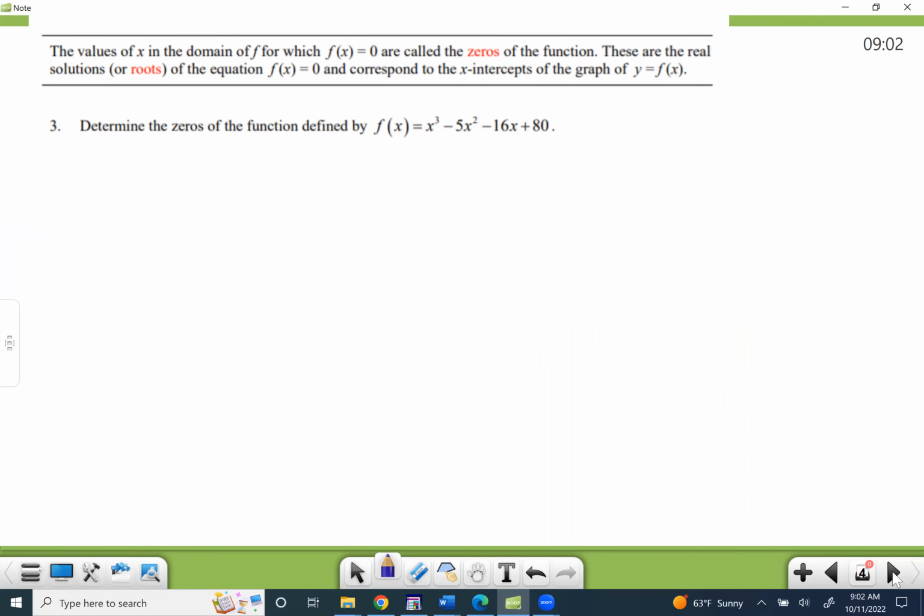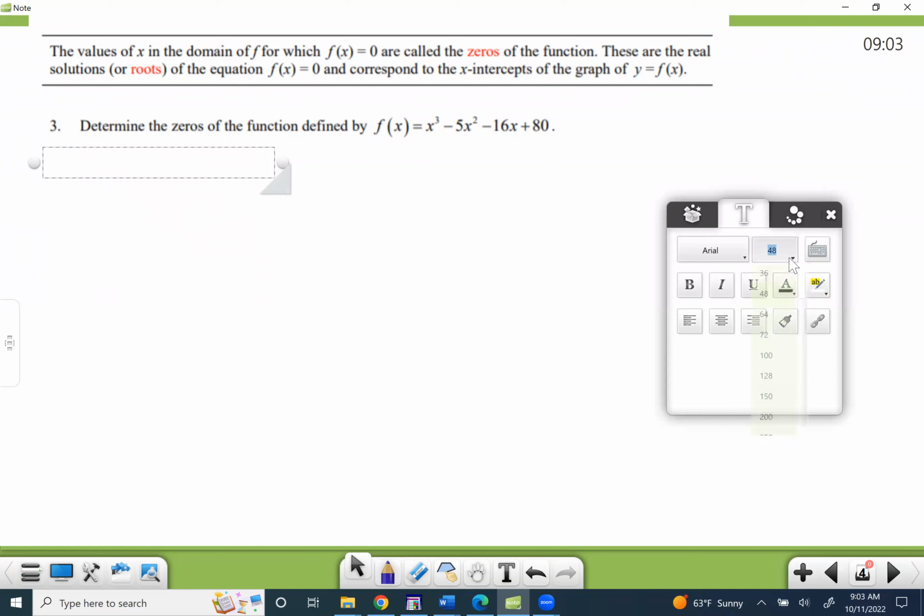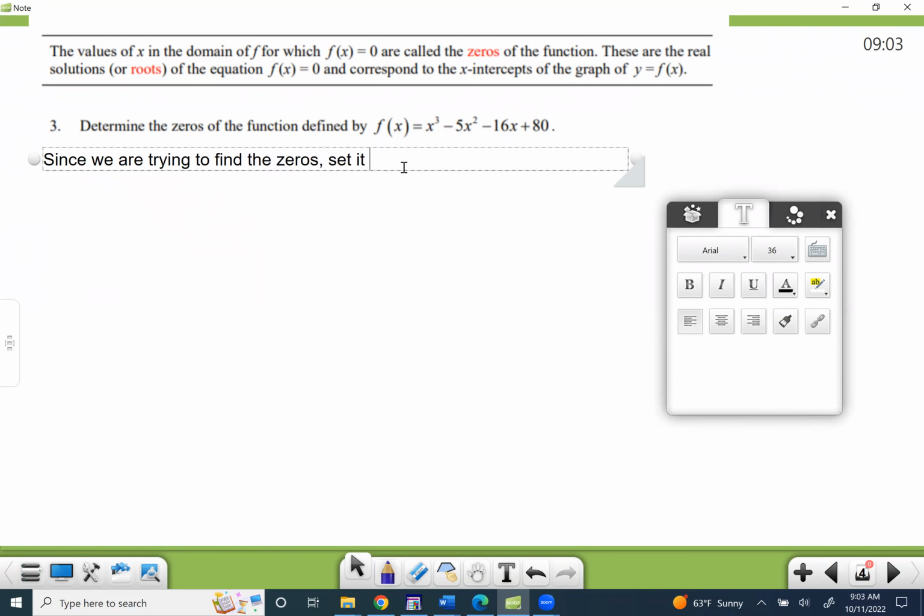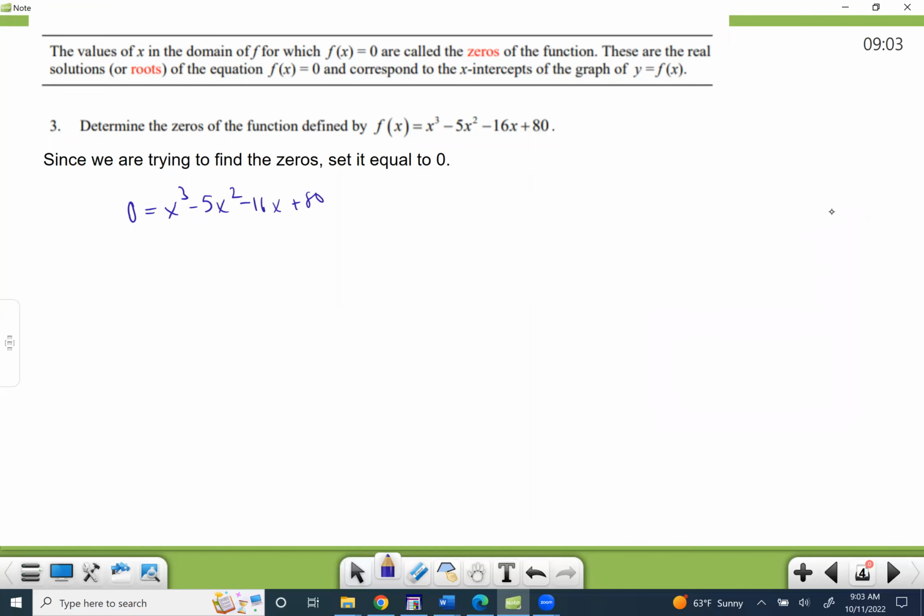All right. Number three, determine the zeros of a function. So since we're trying to find the zeros, you got to make sure you set it equal to zero. Okay, so we're going to go ahead and put zero equals, and then we're going to write down that polynomial. And this is synonymous with what we're doing here: we're actually finding the x-intercepts, where it crosses the x-axis, because that's where y is zero.